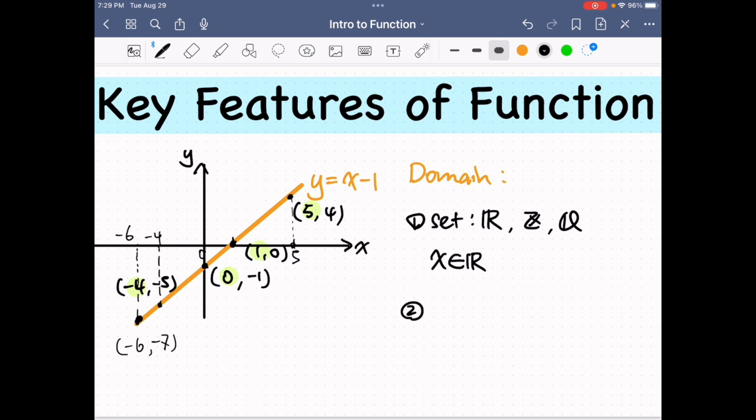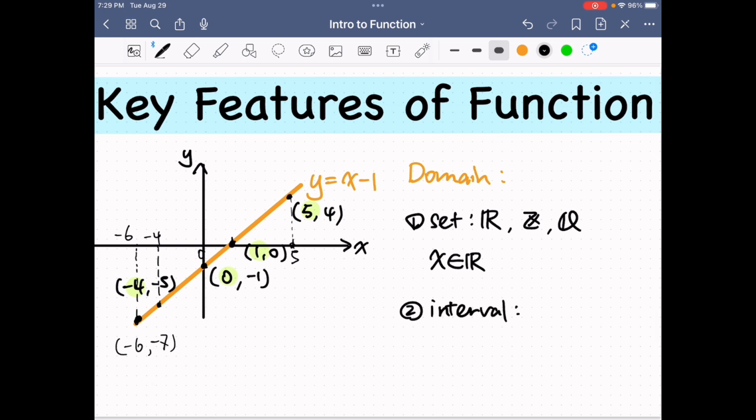The second one is the interval notation. Interval notation means I'm going to set the minimum and maximum of the values. When x can take all of the real numbers, what is the maximum that x can take? There is no such maximum. x can be infinity. What is the minimum? There is no such minimum. x can be as small as possible, which is negative infinity. So now I'm going to use the positive infinity sign and negative infinity sign to represent this.